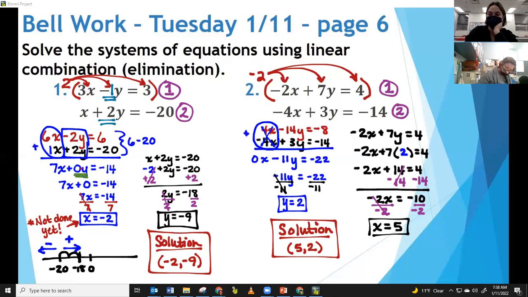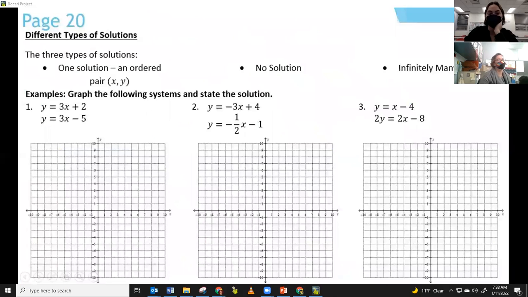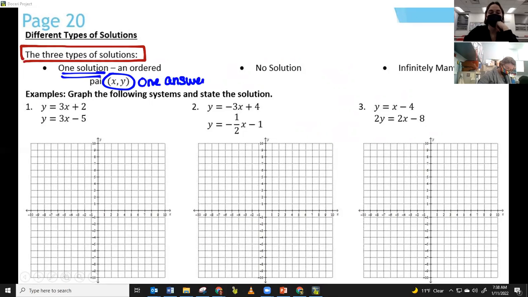All right, we are going to scoot into our lesson for today. We are going to talk about different types of solutions. There's 3 possibilities. There's 3 types of solutions. There's the possibility that I have one solution that's an ordered pair. That's like both of the problems on our bell work. We had an ordered pair. This is one answer. It's possible that I have no solutions.